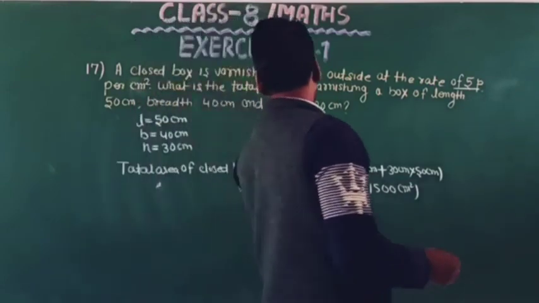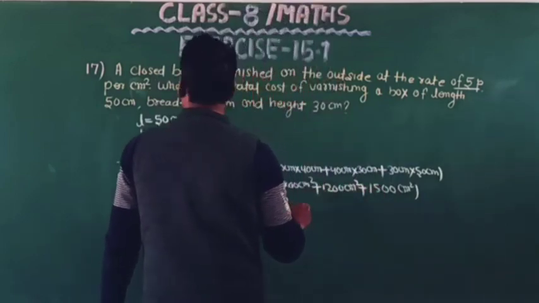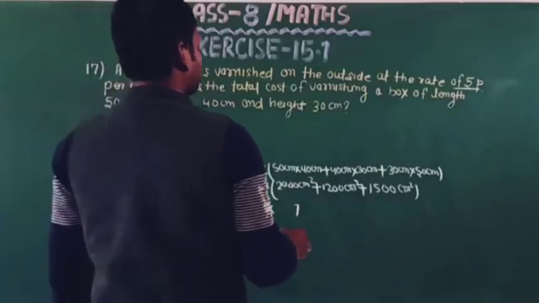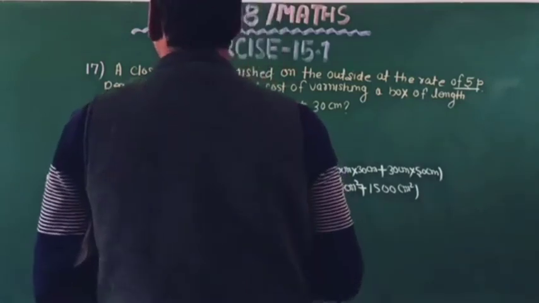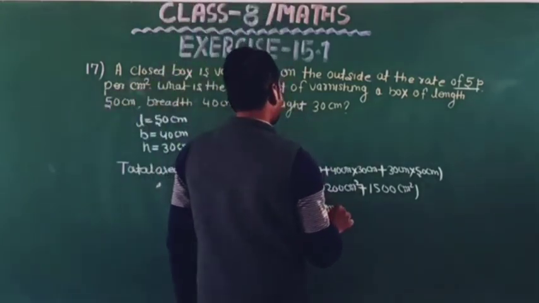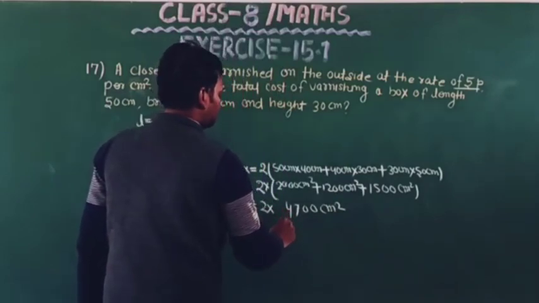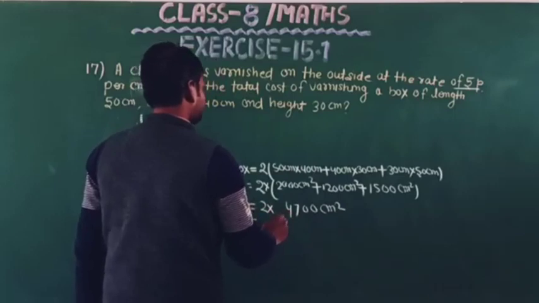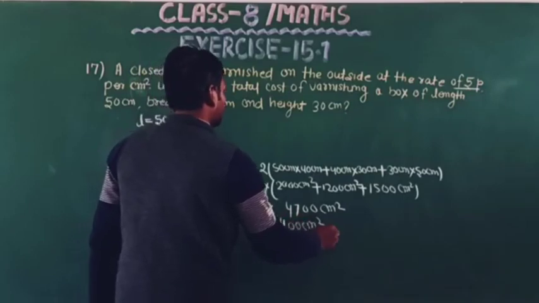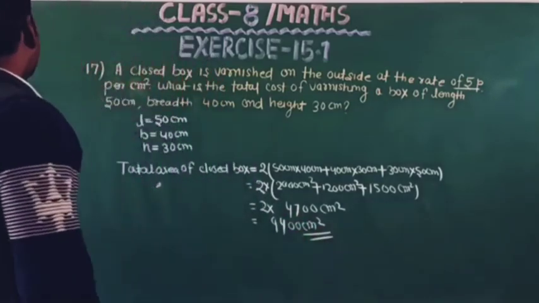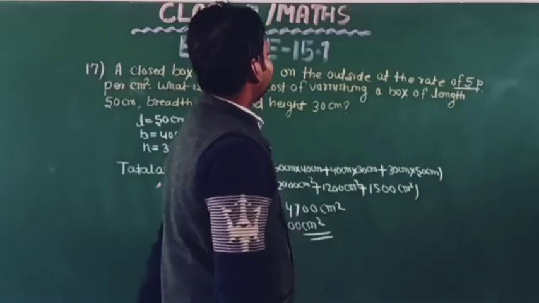Now adding, we will get 4700 centimeter square, and after multiplication by 2 we will get 9400 centimeter square. This is the total surface area of the closed box.